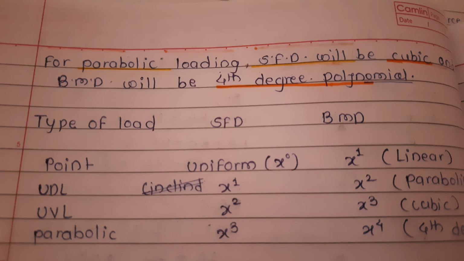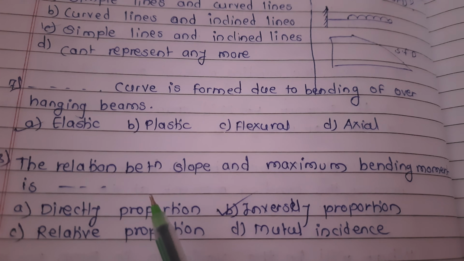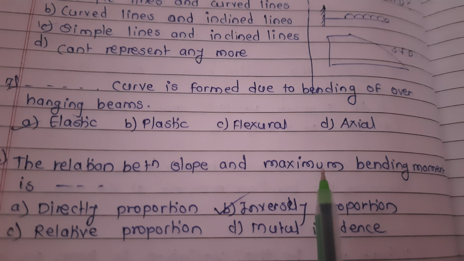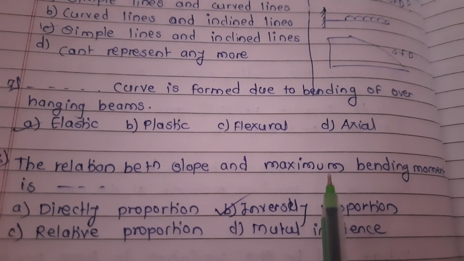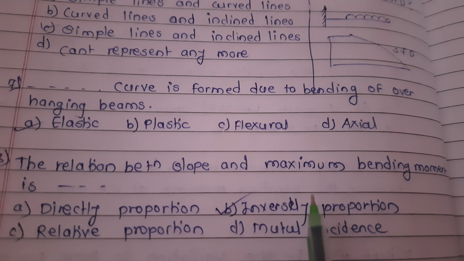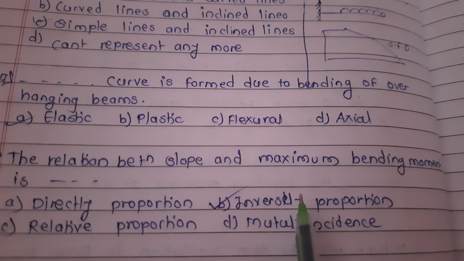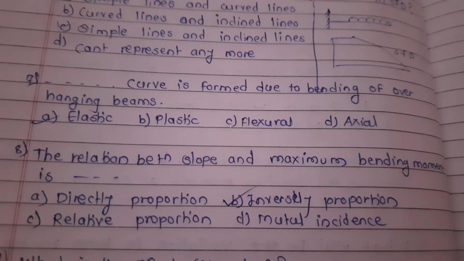The relation between slope and maximum bending moment is, means shear force and bending moment are inversely related: where the bending moment is 0, shear force is maximum, or where shear force is 0, bending moment is maximum.